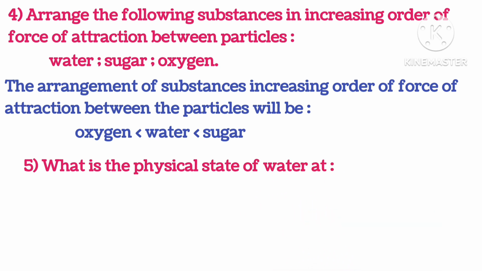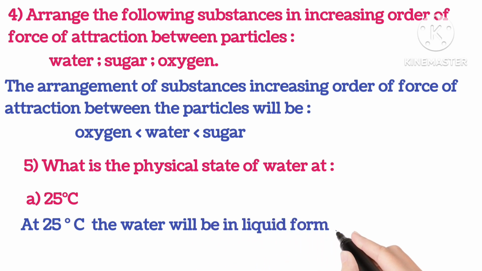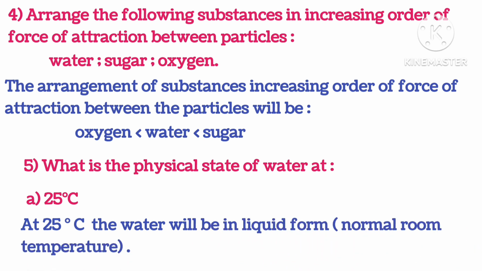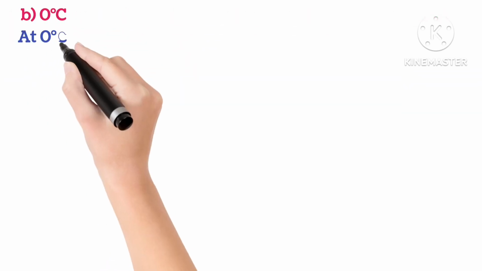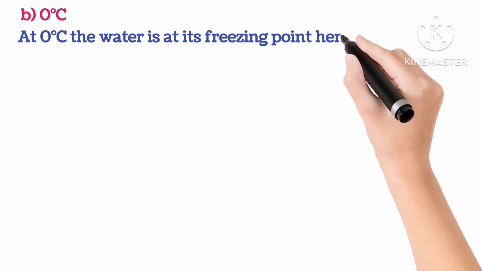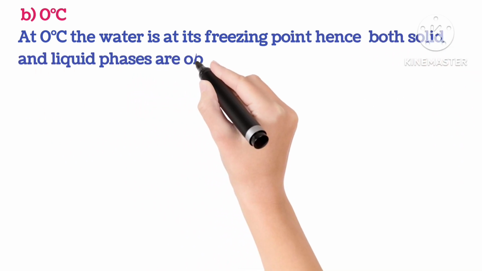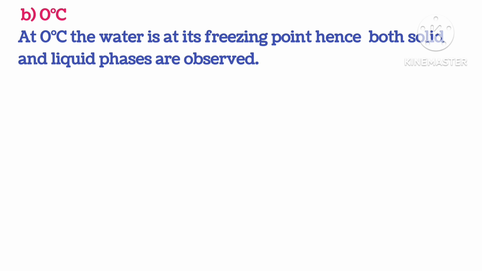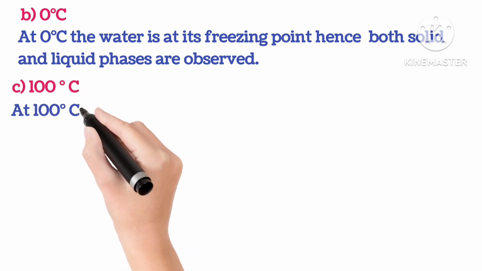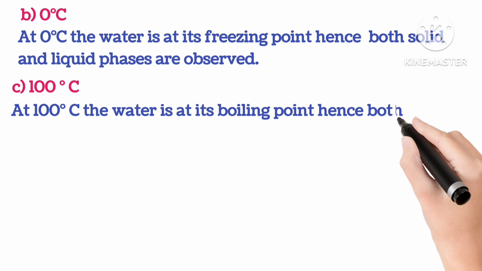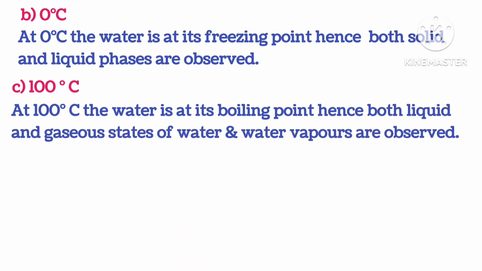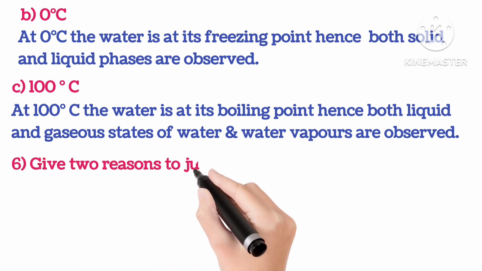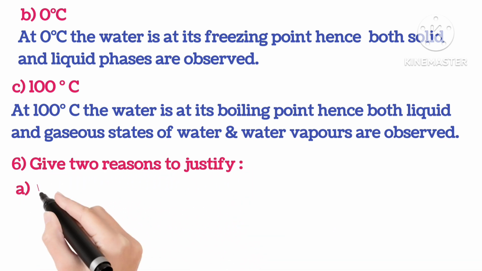What is the physical state of water at 25 degrees Celsius? At 25 degrees Celsius, water will be in liquid form, that is, at normal room temperature. At 0 degrees Celsius, water is at its freezing point, hence both solid and liquid phases are observed. And at 100 degrees Celsius, the water is at boiling point, hence both liquid and gaseous states of water and water vapors are observed. Give two reasons to justify.